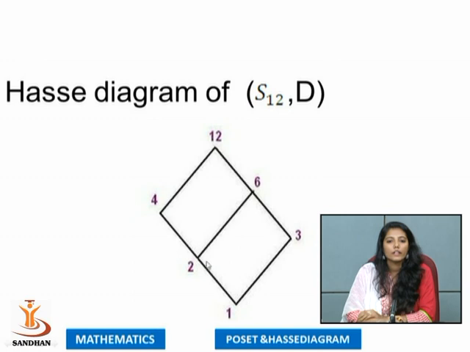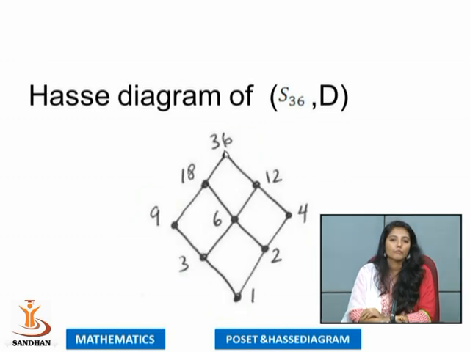Then 2 is related to 4 and 2 is related to 6. Also 3 is related to 6 here, so we can join by a line. And lastly 4 and 6 are both related to 12, so join by a line here. Okay, so this is the Hasse diagram of S12.